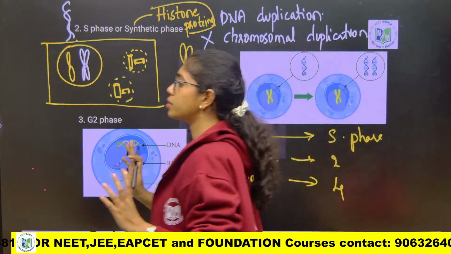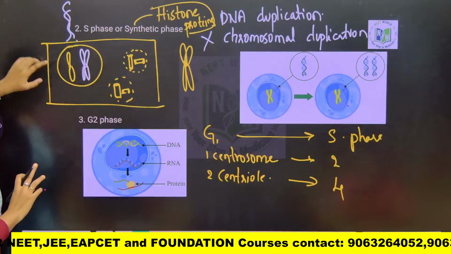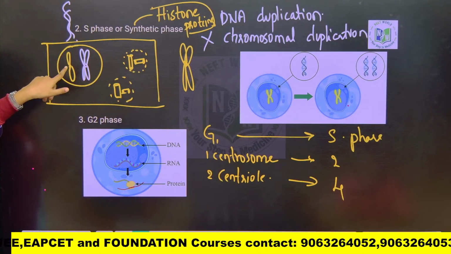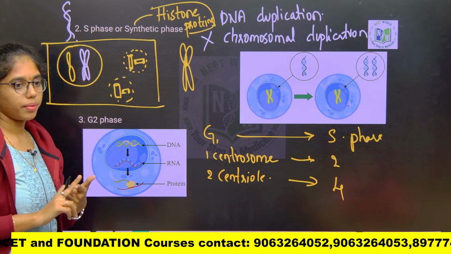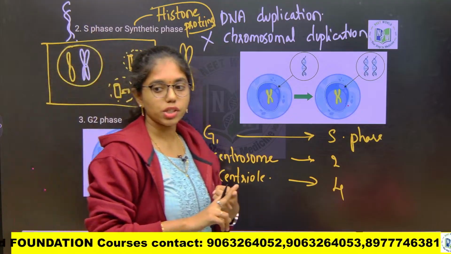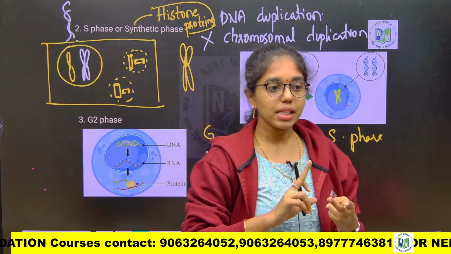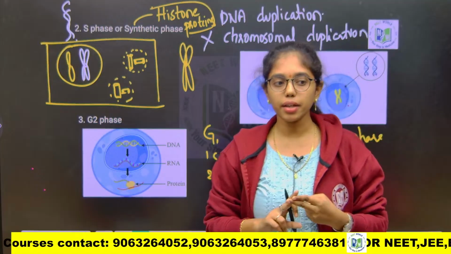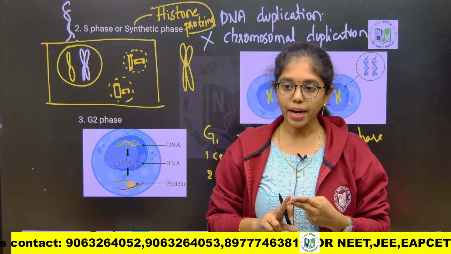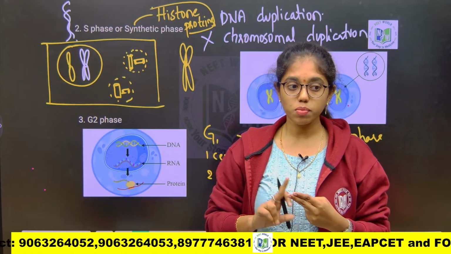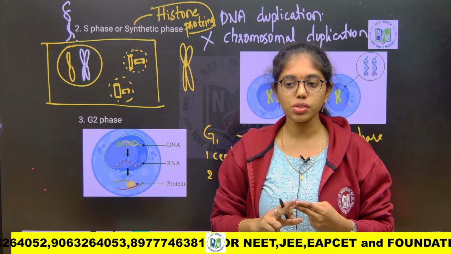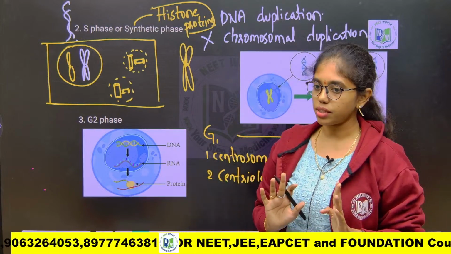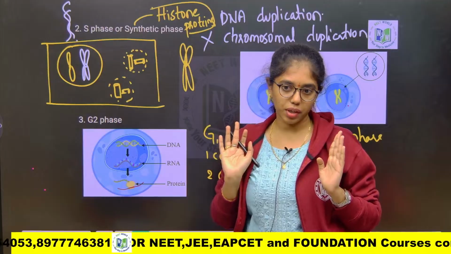So, in the nucleus during S phase, what is duplicated? Inside the nucleus during S phase, DNA is duplicated. Inside the cytoplasm, what is duplicated? Centrioles or centrosomes. And what proteins are synthesized? Histone proteins are synthesized. That's all with S phase.